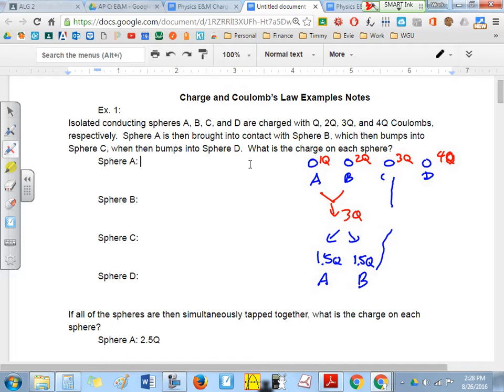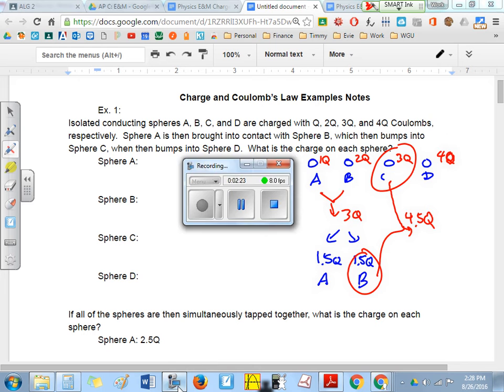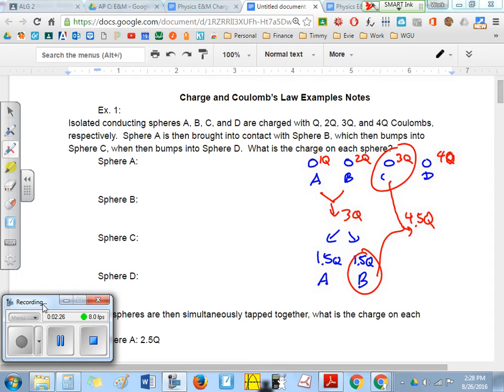So let's draw our interaction arrows in red. These come together. So B had 1.5 and C had 3. So they bump together and they form 4.5Q. But these are conducting spheres, and the electrons are going to immediately try to spread out and get away from each other as best they can, distributing themselves evenly across spheres B and C so that each sphere has half.